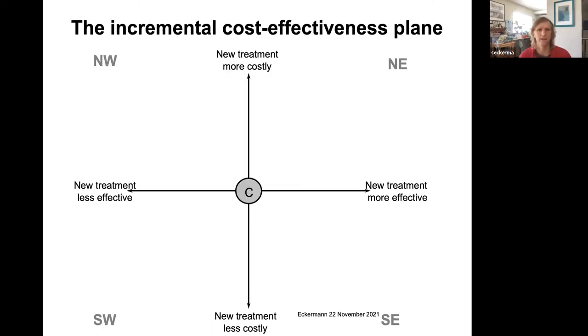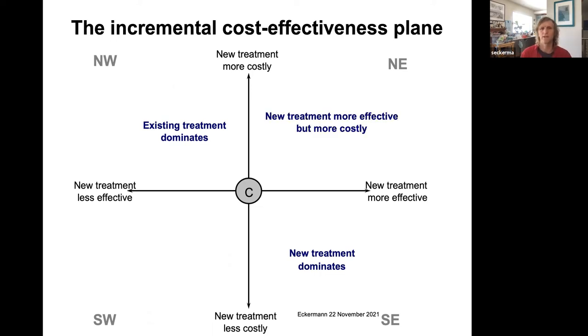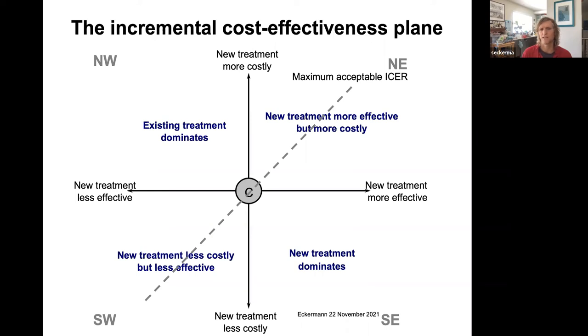You typically represent it on the incremental cost effectiveness plane. And when we do that, we say that if the new treatment is more costly and less effective, then the existing treatment dominates. If the new treatment is less costly and more effective, the new treatment dominates. But more generally, we've got trade-offs between costs and effects, and a new treatment is more effective but more costly, or less effective but also less costly. And when that's the case, we apply the threshold value, and whatever your lambda is defines the slope of that line.